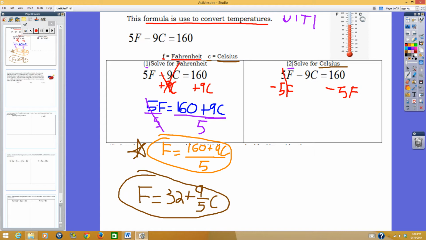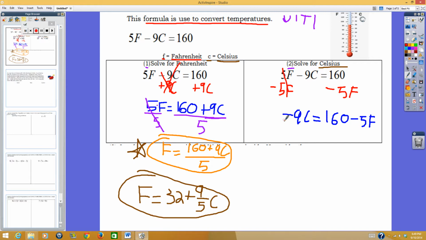If my Promethean worked. Subtract by 5f on both sides. These two cancel out, right? On the left-hand side, what you have left is this negative 9c, or minus 9c, whatever, equals, you can't combine these just like the other side, because 160 and 5f are two different things. 160 minus 5f. Isn't my handwriting great?